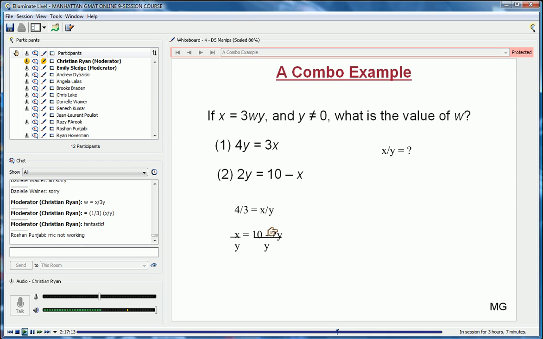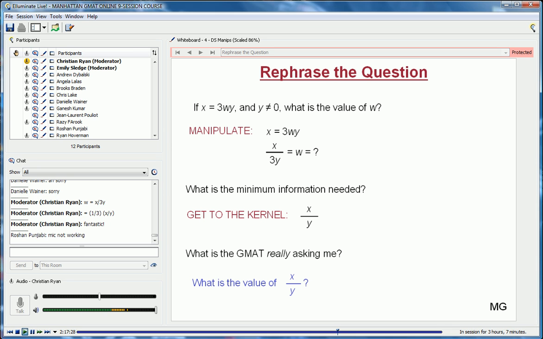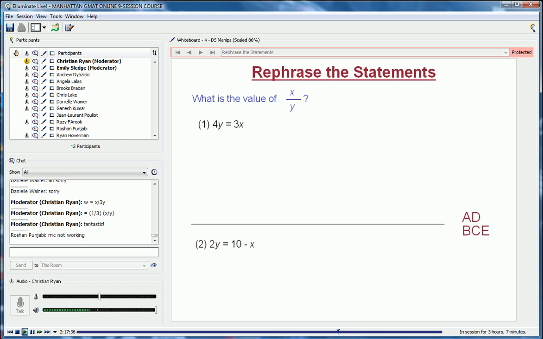You must leave the y's in there. You can't cancel them out completely. So this is not a constant, and therefore it does not give you a constant ratio. So just revealing the pieces here, the kernel, as we mentioned, or the final thing you're really looking for, the final combo, is x over y, as Danielle found.